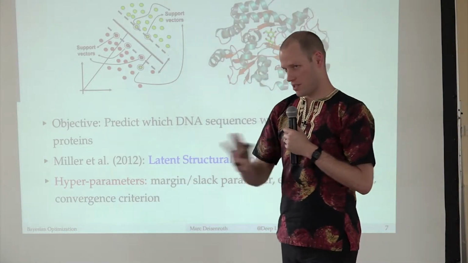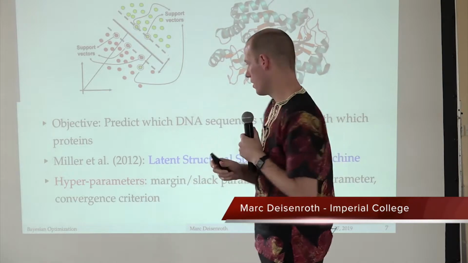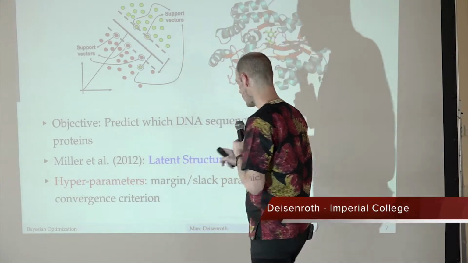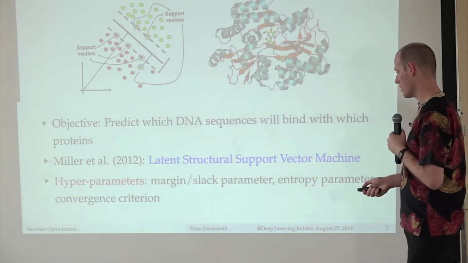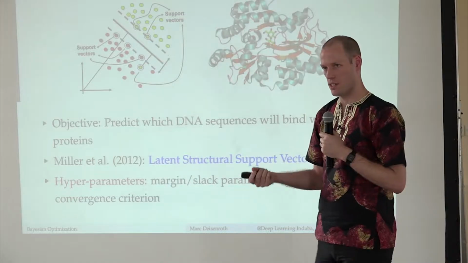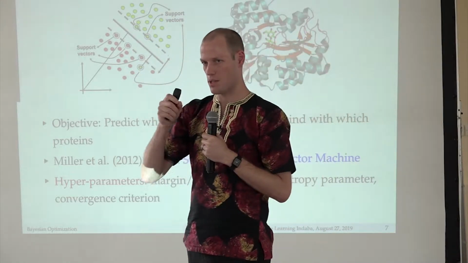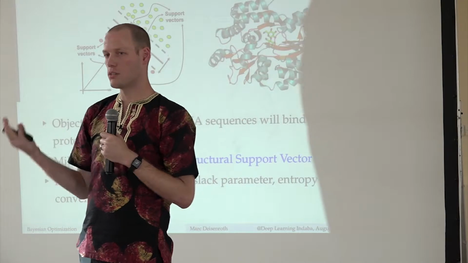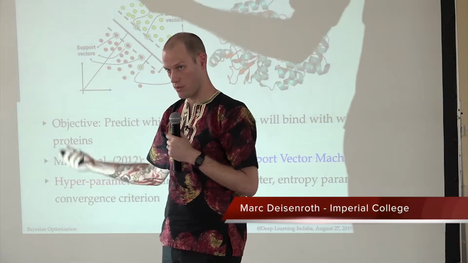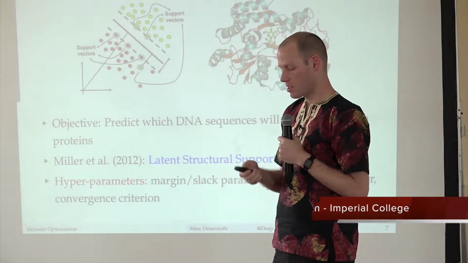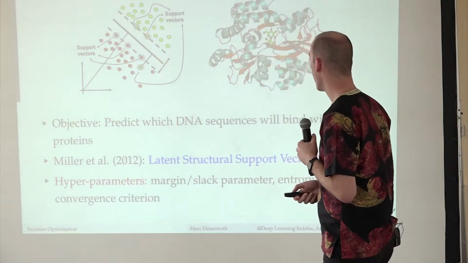How this entire thing works doesn't matter, but the important thing here is that you also have hyperparameters in the support vector machine, like the slack parameter or the margin parameter. There's also an entropy parameter or convergence criterion. So these are, again, meta parameters that we need to find. So they're not only in deep neural networks, but also in other machine learning methods like the support vector machine. So these are the things we need to optimize.